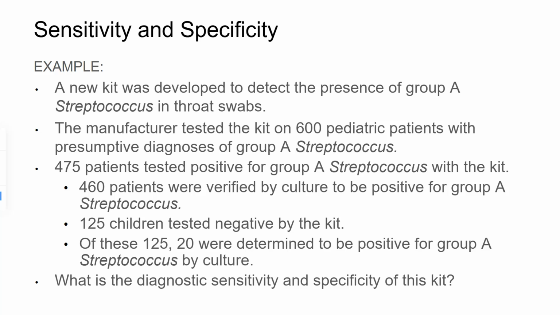Another sensitivity and specificity example. A new kit was developed to detect the presence of group A strep in throat swabs. The manufacturer tested the kit on 600 pediatric patients with a presumptive diagnosis of group A strep. 475 tested positive for group A strep with the kit. 460 were verified by culture to be positive for group A strep. 125 children tested negative by the kit. Of these 125, 20 were determined to be positive for group A by culture. So 20 out of the 125 actually had it and they tested negative.